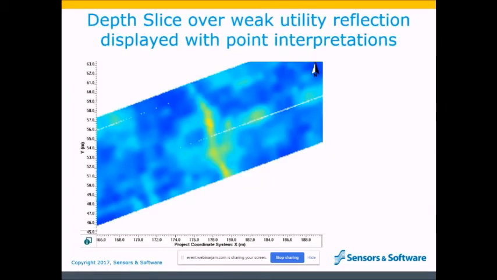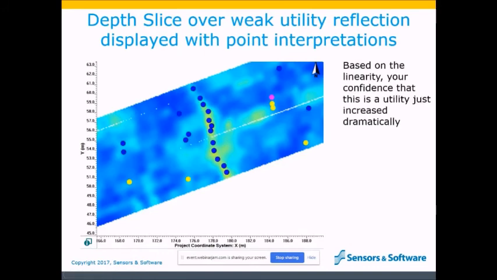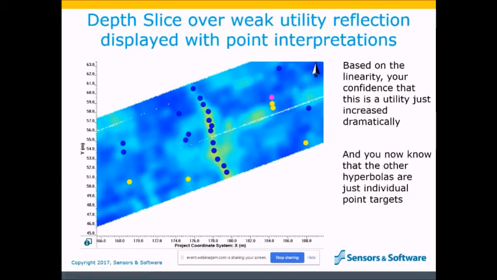If we were interpreting this depth slice, we would probably wonder if this faintly weak yellow area that's kind of linear is actually a utility. However, when we display the depth slice with point interpretations added, we see that this is a linear object, and our confidence that it's a utility has just increased dramatically. Once we plot the interpretation in a map view, we can see that many of the other hyperbolas we added interpretations to turn out to be just point objects in the ground.